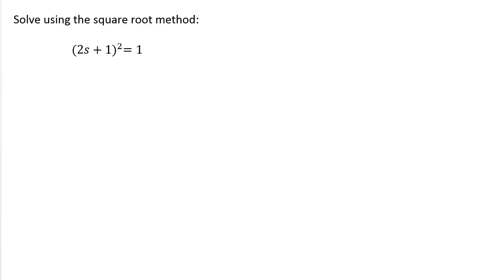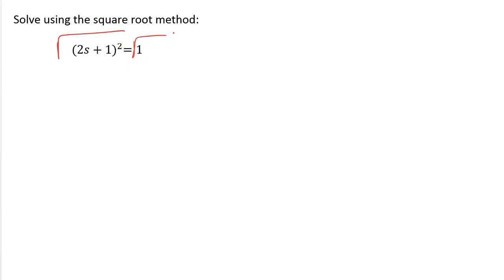Now, when you use the square root method, the first thing I want you to realize is you have to have something squared on one side equal to a number on the other side. You can never have a variable on this number side. So we do have that. Our something squared is in parentheses, but you can totally use the square root property now. So I'm going to take the square root of this side, and I'm going to take the square root of this side.